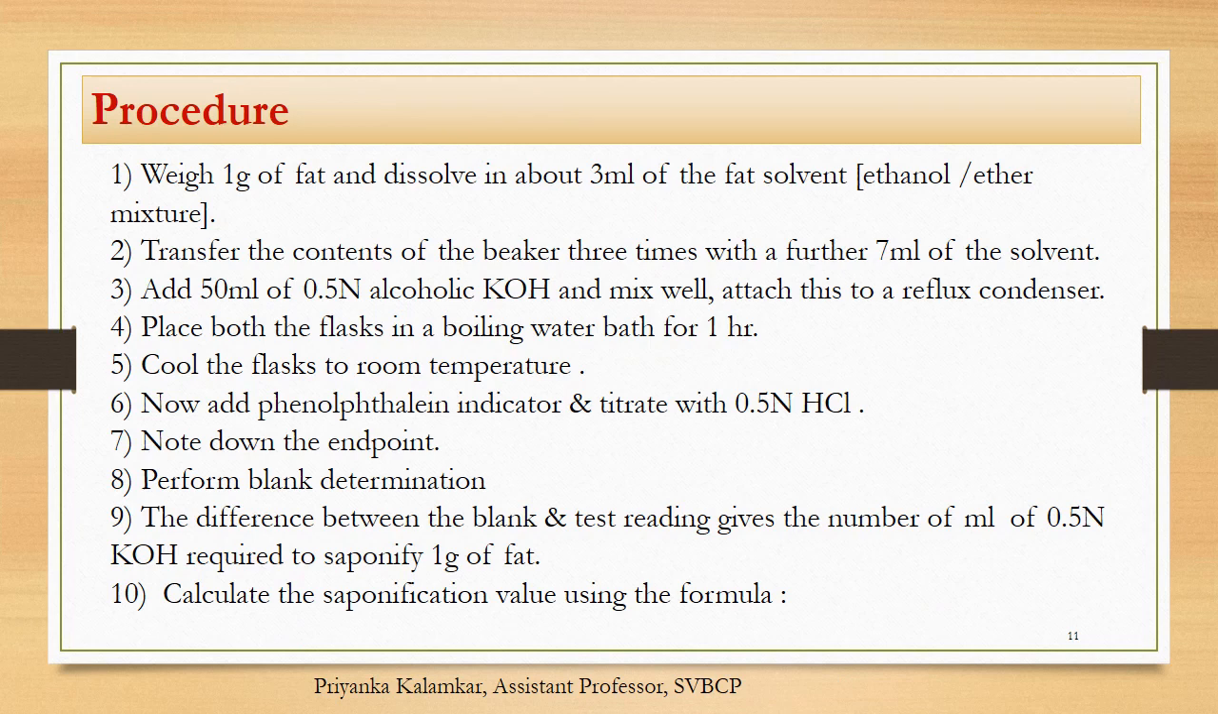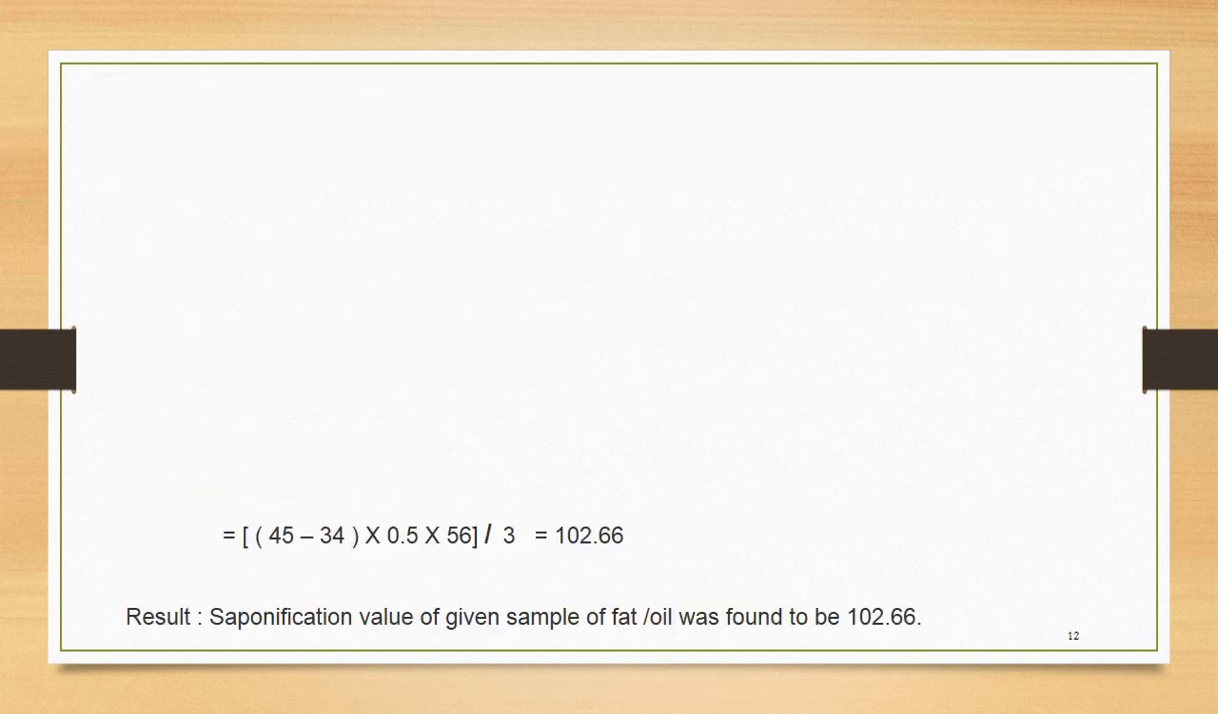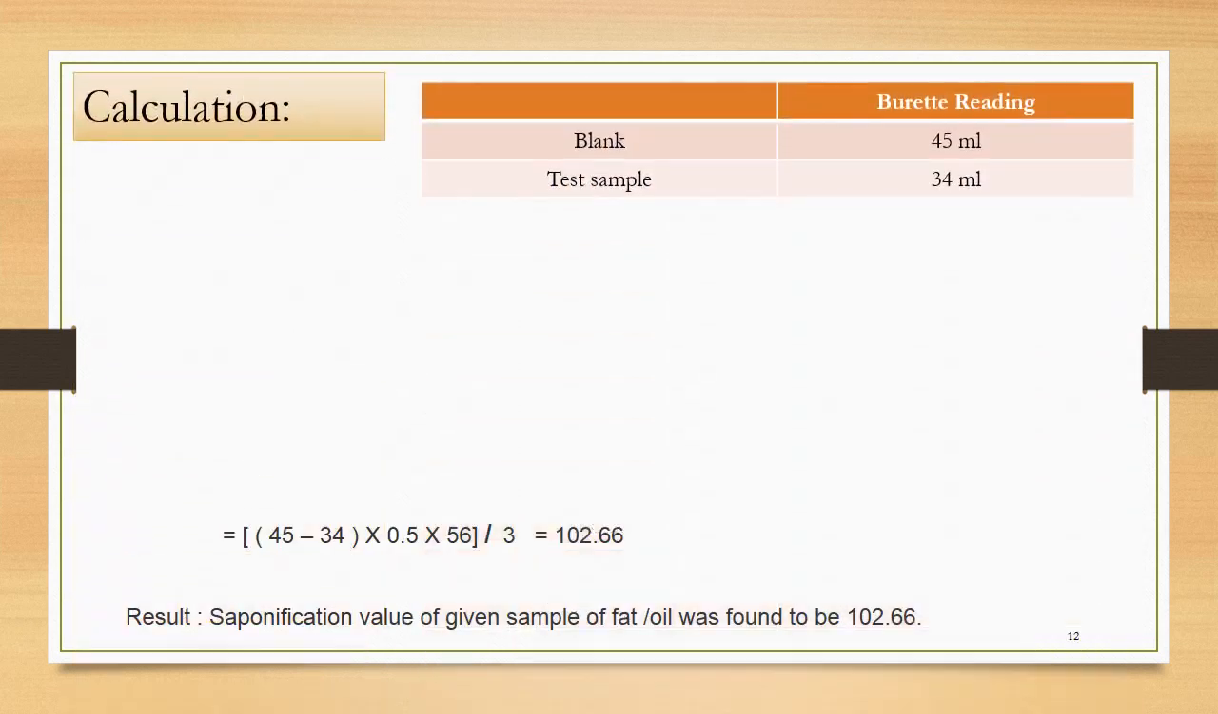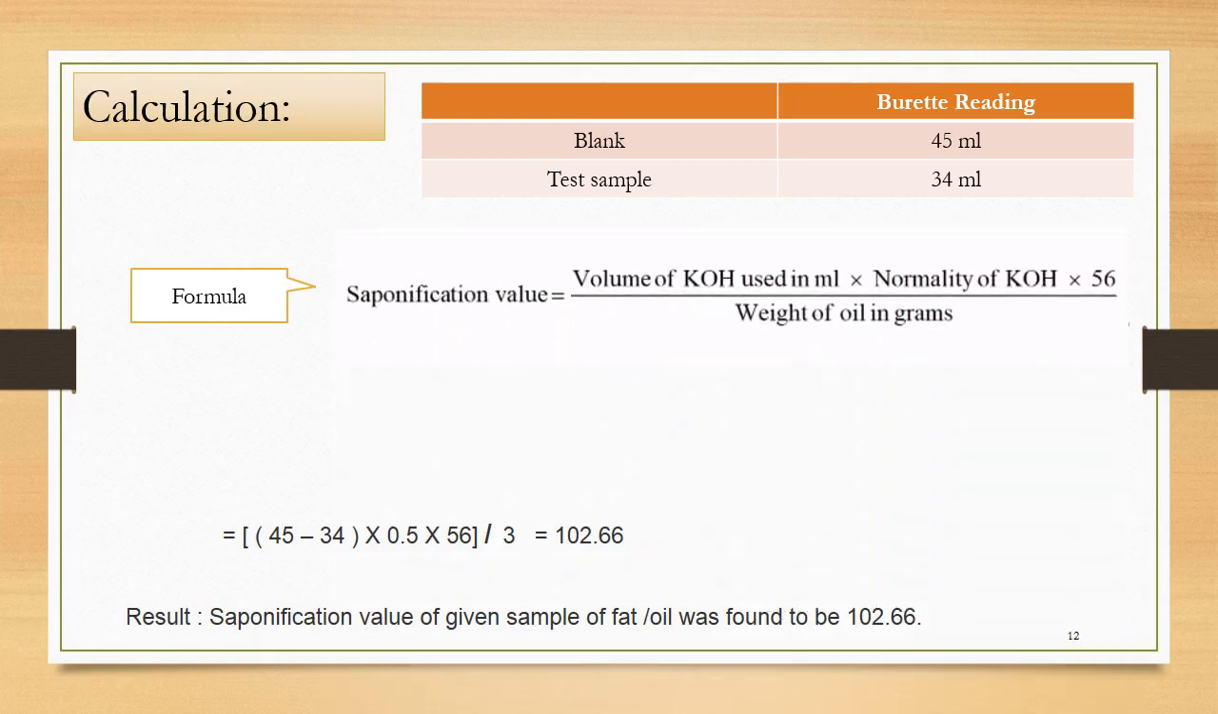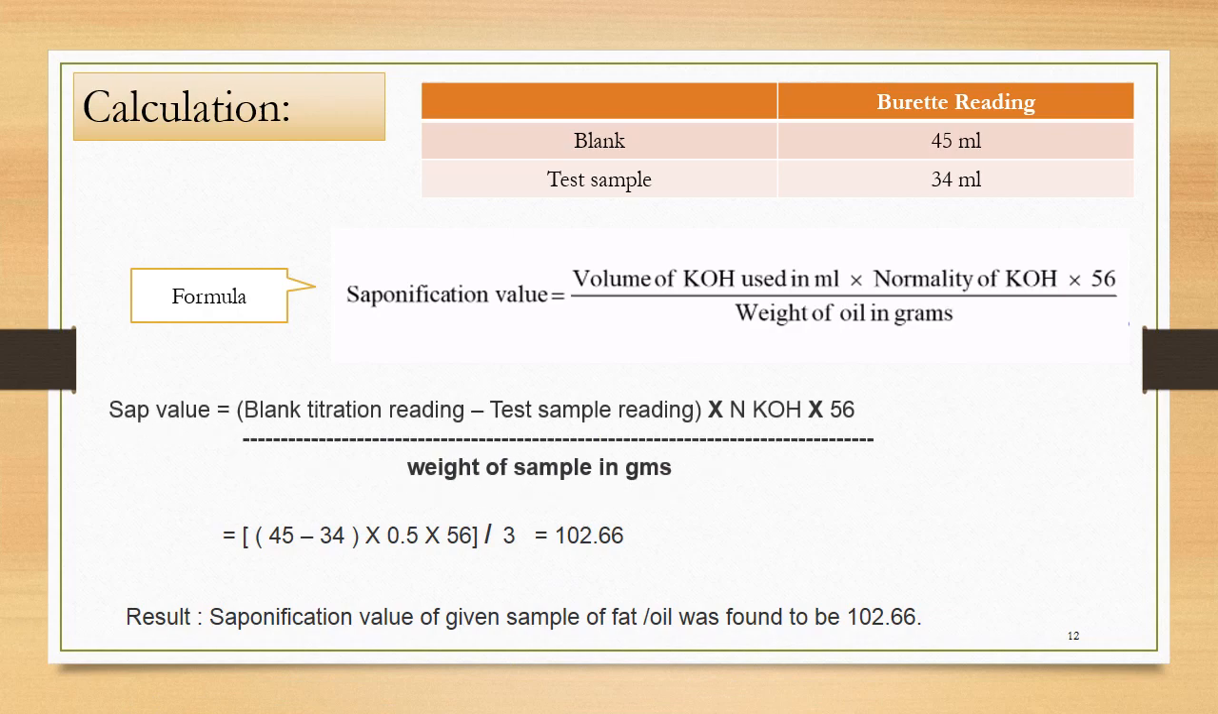Now, this is the same procedure which I have already shown you through the images. Now, how do we proceed for the calculation? You have to first note down the burette reading. So, consider the blank reading which you have obtained is 45 ml and the test sample reading is 34 ml. The formula you are going to use is for saponification value. This we have already discussed. You have to substitute the values into the formula.